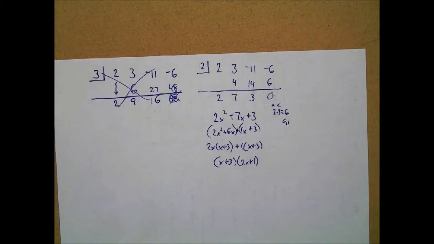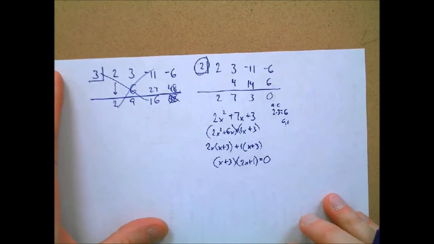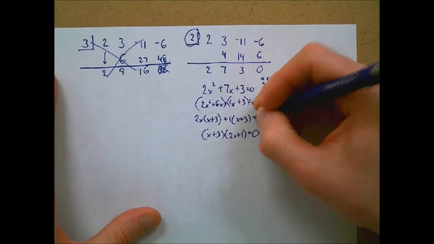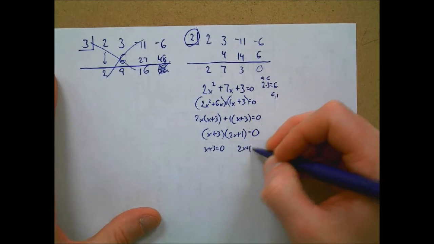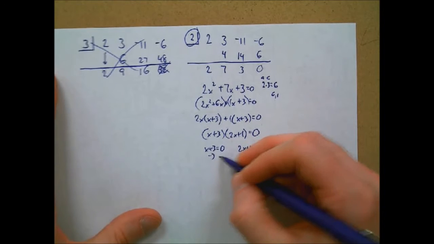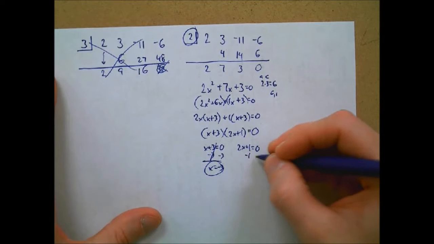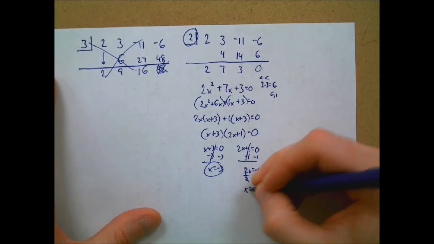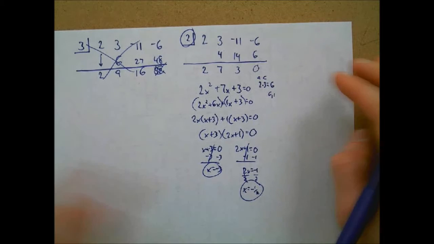So what are our other zeros here? We already got 2 as a zero, right? But if we take our polynomial that's left and set it equal to 0, what are our other zeros? Well, x plus 3 will be equal to 0, or 2x plus 1 will equal 0. If we subtract 3 from both sides, we get x equals negative 3. And if we solve here, minus 1, divide both sides by 2, we get negative 3 and negative 1/2 as zeros as well.